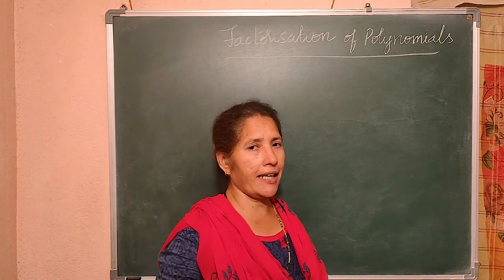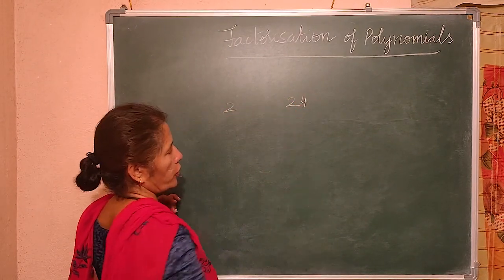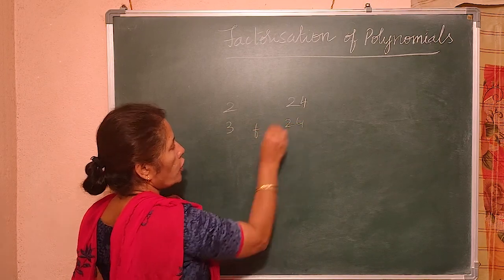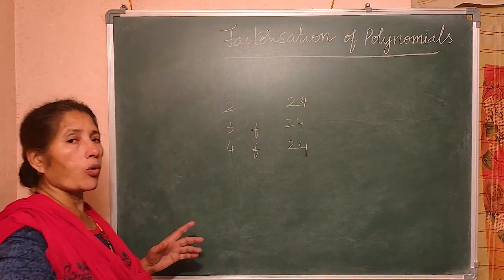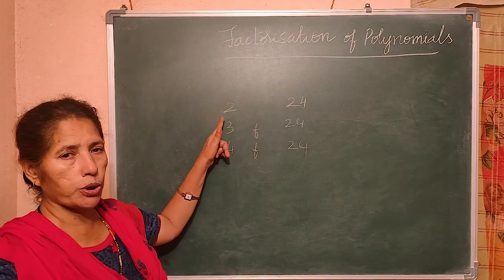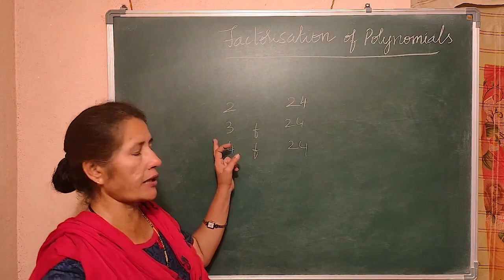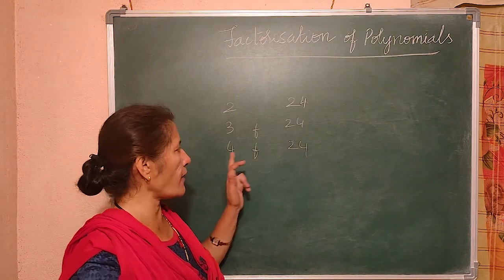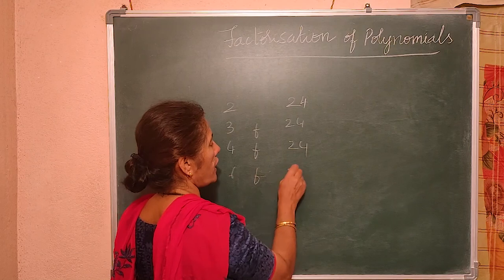If I say 2 is a factor of 24, or 3 is a factor of 24, or 4 is a factor of 24, what do you mean by that? When you divide 24 by 2, the remainder is 0. When you divide 24 by 3, the remainder is 0. When you divide 24 by 4, the remainder is 0. 6 is a factor of 24.